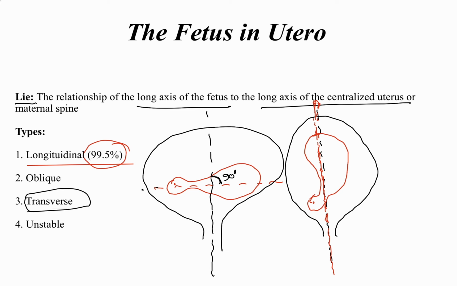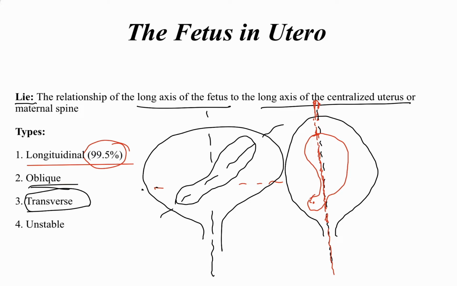And if the fetus remains at an oblique position like this, then this is known as oblique lie. And oblique and transverse lie are seen very rarely, in 0.5% of cases. And in extremely rare cases, the lie can be unstable, in which the lie keeps changing throughout the pregnancy.